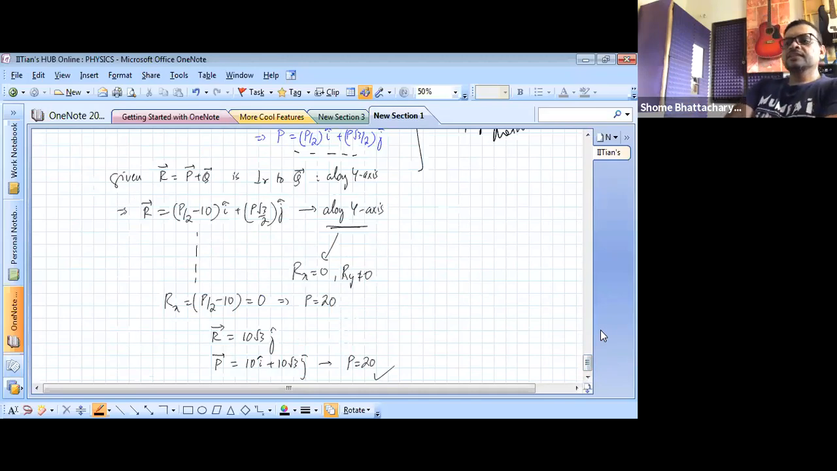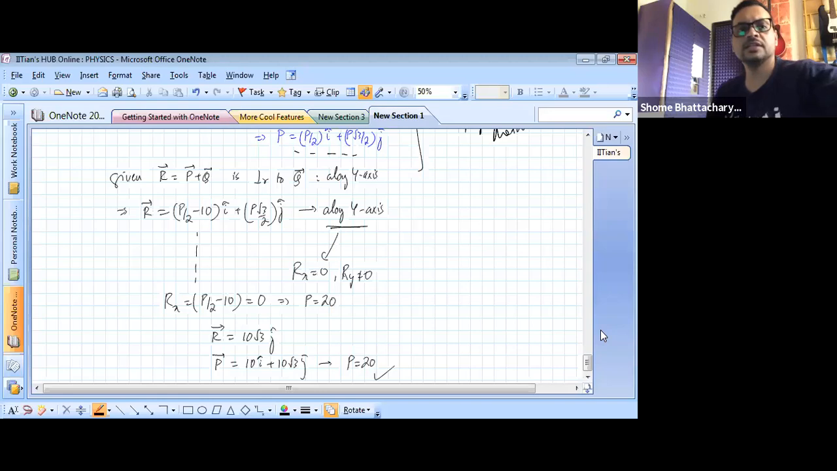So if that resultant is along the y-axis, then its x component, which is p by 2 minus 10, should be 0. That's how a vector will be along the y-axis, right? It doesn't have an x component. So the vector's direction is directly along the y-axis. Yeah, you can do this geometrically also. But as I said, geometrically is a little bit more complicated. You'll have to use the tan 90 condition.